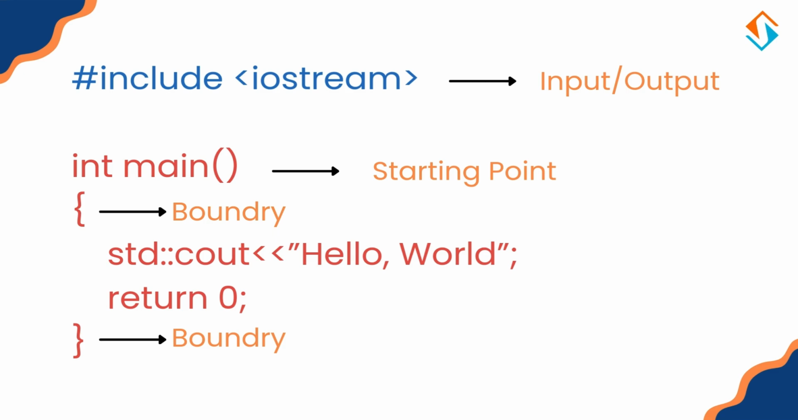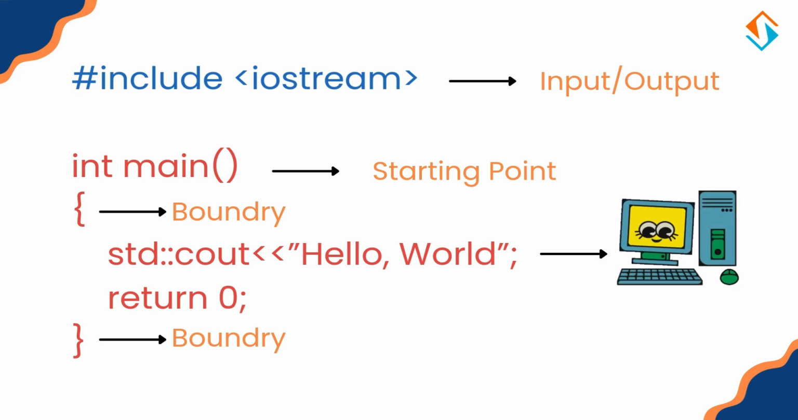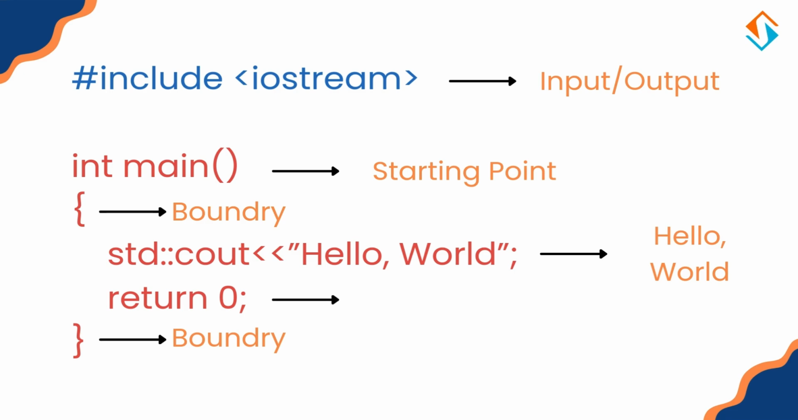Now comes the fun part. std::cout stands for Standard Console Output. It's like saying, hey computer, print this on the screen. The double less than is an operator that sends the text to the output. And in our case, we're asking it to display Hello World. Finally, the return 0 semicolon line means the program has finished running successfully. It's like the program saying, okay, I'm done, no errors here.